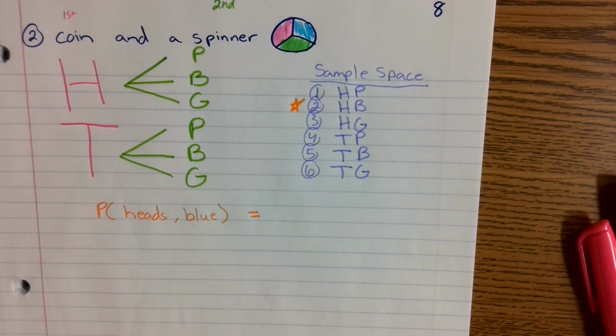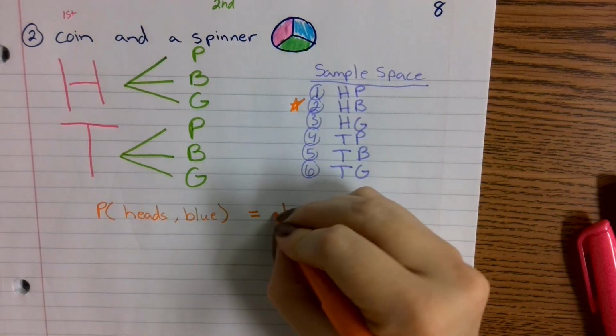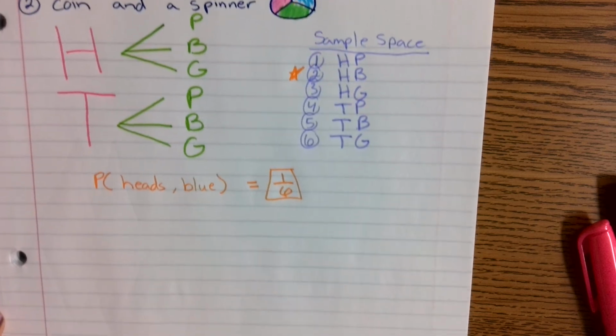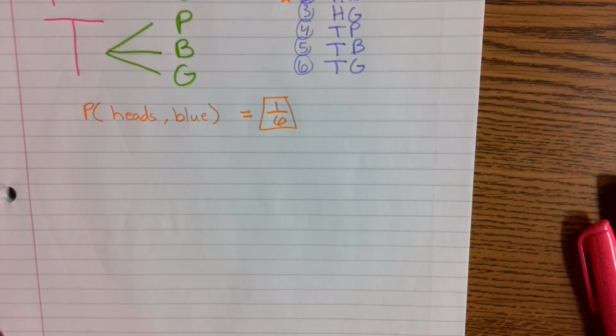All right, so for here, heads blue occurs only 1 time, right? Outcome number 2 is the only one that shows heads blue. That's 1 out of 6 outcomes. So there's your probability.